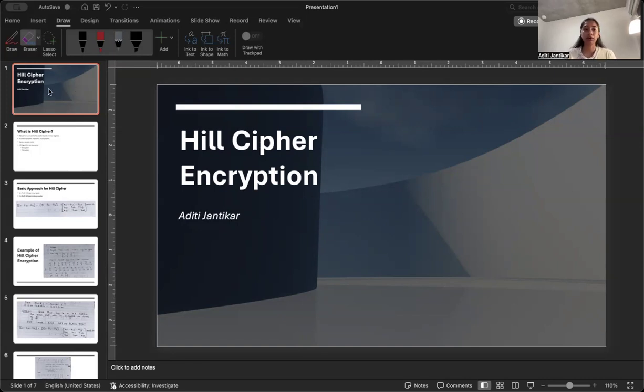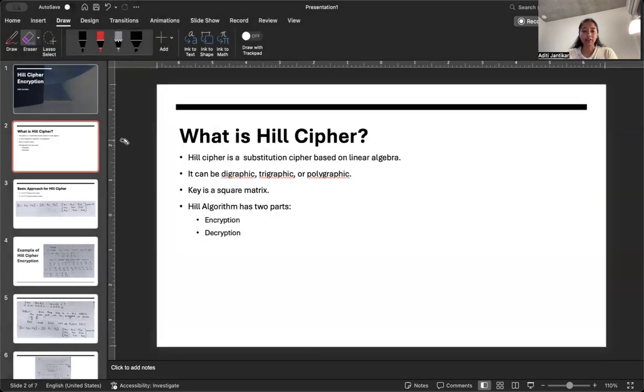Today I'll be going over Hill cipher encryption. What is Hill cipher? Hill cipher is a substitution cipher based on linear algebra. There are two types of ciphers. One is transposition and another is substitution. And Hill cipher is a substitution-based cipher.